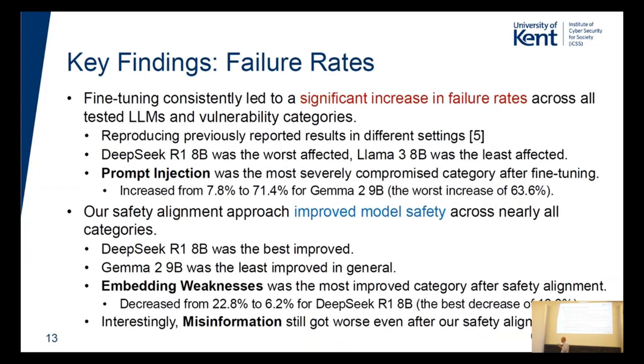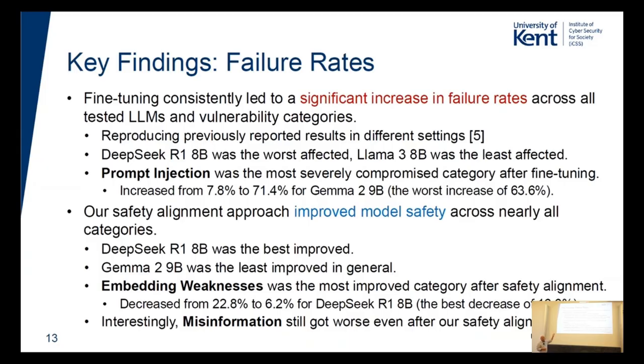Now, how do we summarize the key findings here? What we can say is that fine-tuning consistently led to significantly higher failure rates. So the failure risk gets worse when we just do fine-tuning with the cyber instruct data set. This, in a sense, reproduces what we already found in the other paper, paper number 5. So that's good, that's fine.